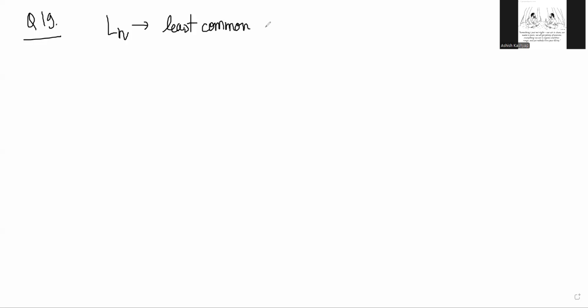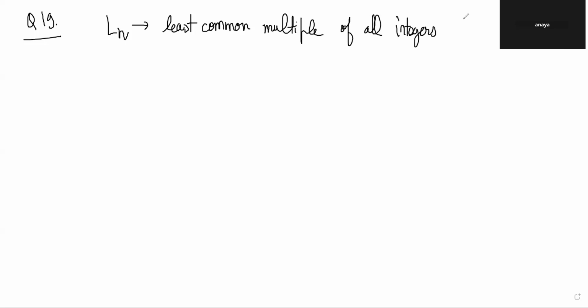Problem 19. Okay. Right. The question is saying define Ln as the least common multiple of all the integers from 1 to n, including 1 and n. Yeah. It's like the LCM of all of these integers.